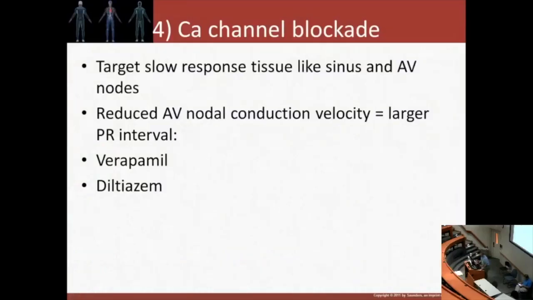And so we've been talking about the calcium channel antagonists. Our target here is going to be to reduce the AV nodal conduction velocity, and that's going to result in a much larger PR interval on the EKG. And our prototype drugs include verapamil.